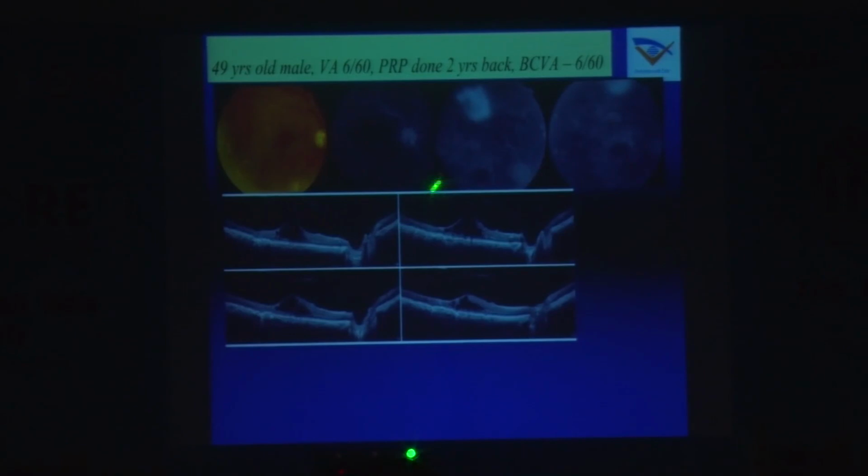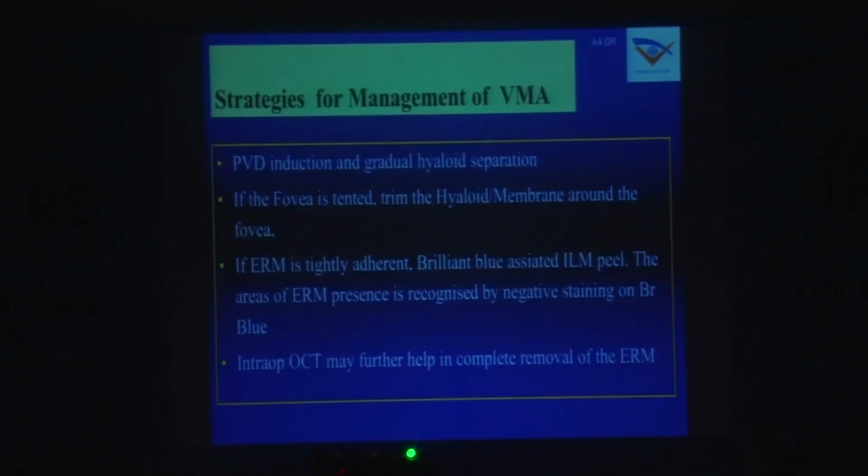Again, with a similar patient, you have to treat with PRP, anti-VEGF, and a surgical intervention, and these patients do well. So, in summary, the strategies for management of VMA are PVD induction and gradual hyaloid separation. If the fovea is dentate, trim the hyaloid membrane around the fovea. If ERM is tightly adherent, you will use a Brilliant Blue Green assisted ILM peel. Intraoperative OCT may be further helpful. Thank you very much.